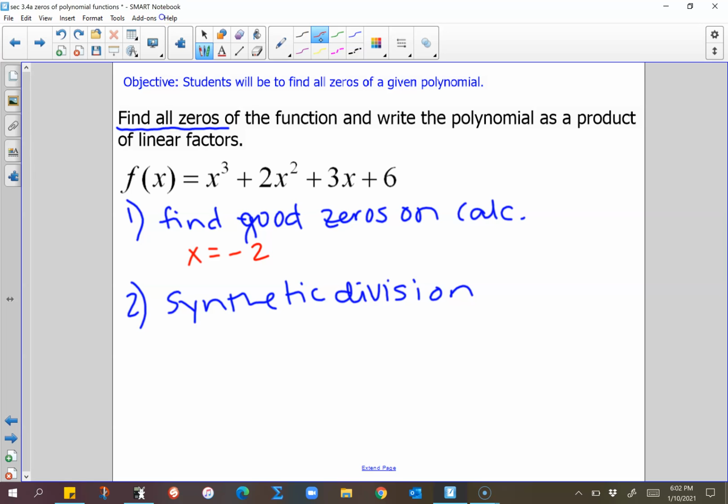So we're going to go ahead and do synthetic division with -2. Notice I didn't make it opposite because I'm using the true 0. I'm not using the factor. It's not x plus 2, x minus 2. So I'm going to take my coefficients. Don't forget to fill in a 0 if you have a gap.